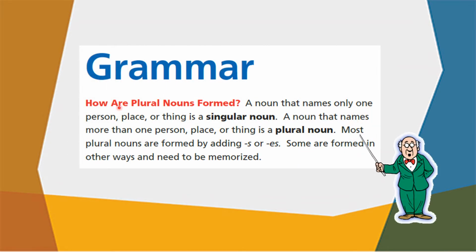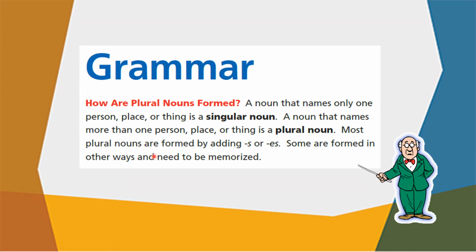So in grammar, how do we form plural nouns? A noun that names only one person, place, or thing is called a singular noun. But if that noun names more than one person, place, or thing, then it is a plural noun. So the rules are pretty simple.